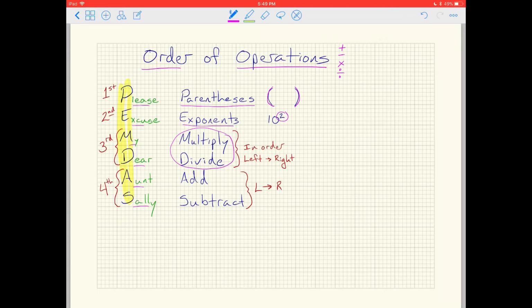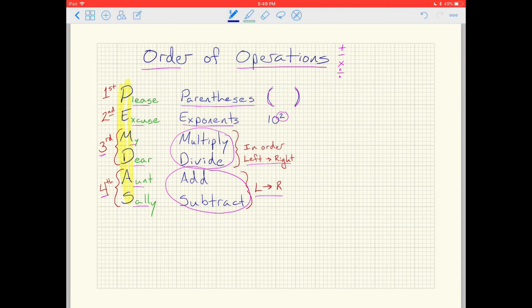Multiply and divide comes next. They go in order, left to right, so they are the same level. Either multiply or divide, they're both third. Now we have add and subtract, same thing as multiply, divide. They're the fourth thing, still left to right, whatever comes first, working your way from left to right.